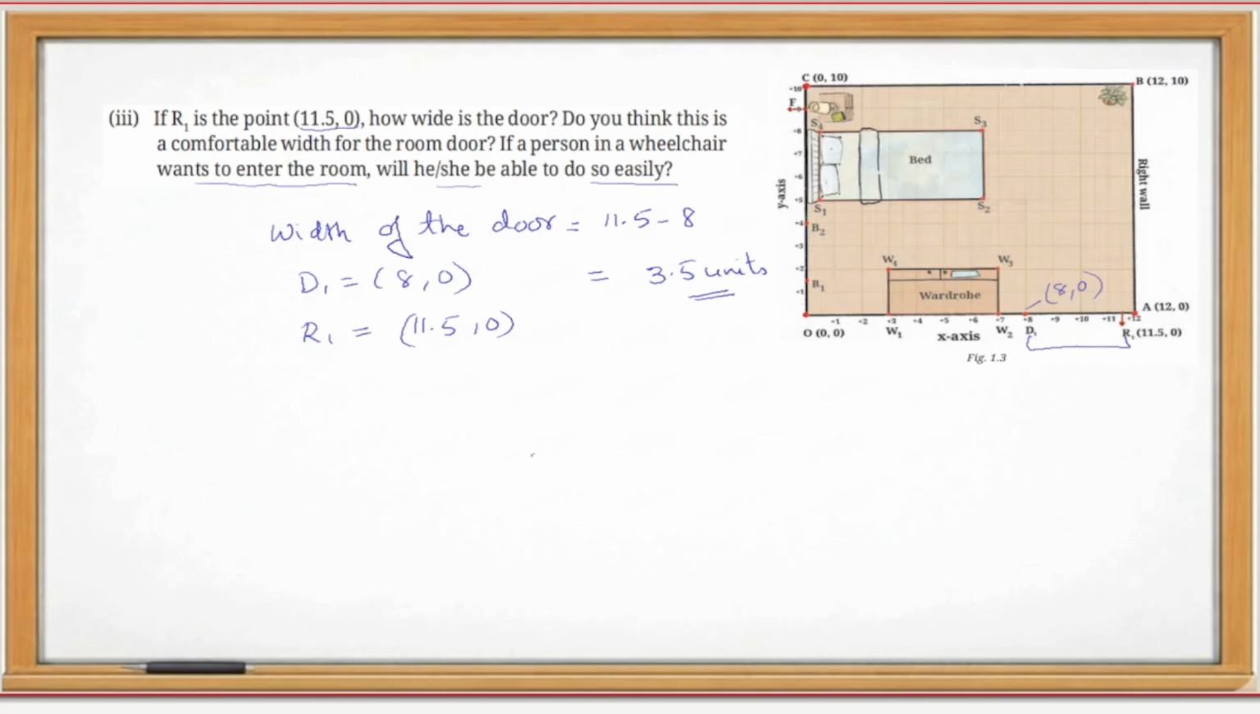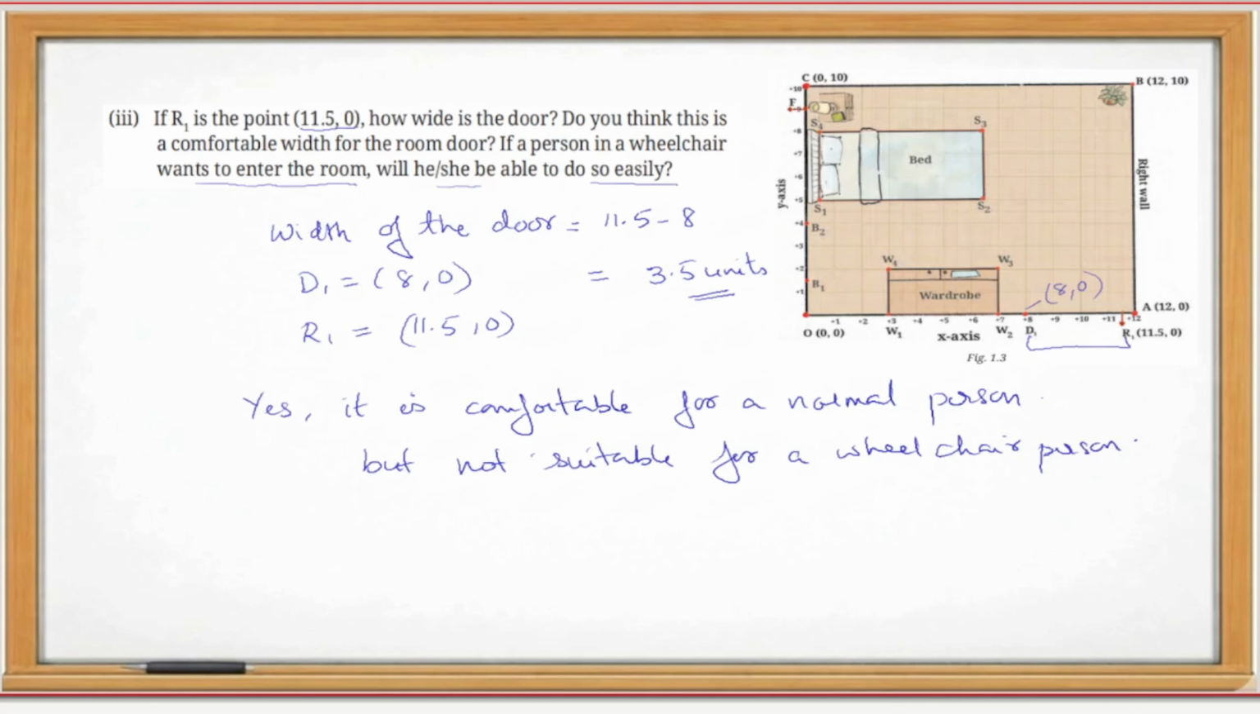Do you think this is a comfortable width for a room door? Yes, it is comfortable for a normal person. If a person in a wheelchair wants to enter the room, will she be able to do so easily? I don't think so. So I'll say this is not suitable for a wheelchair person. So you can write: comfortable, but not suitable for a wheelchair person. I hope you understood this question. Now let us move on to the next question.